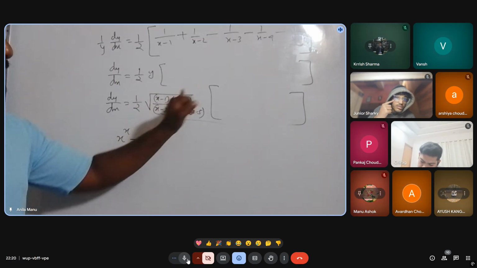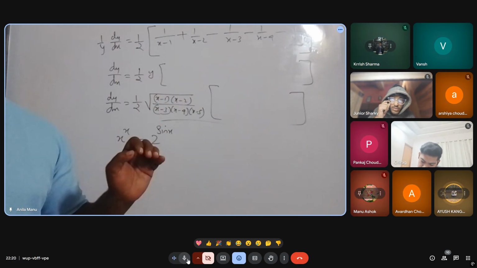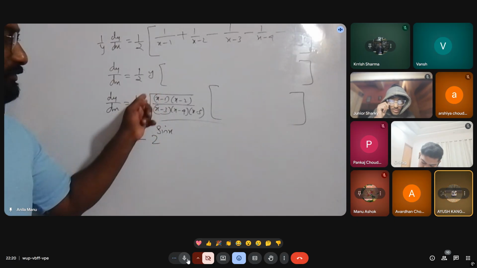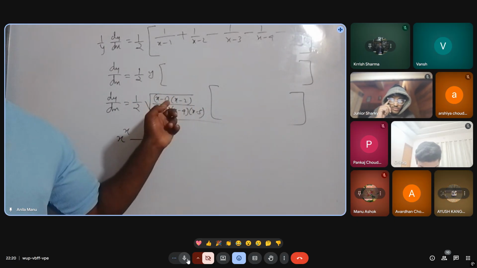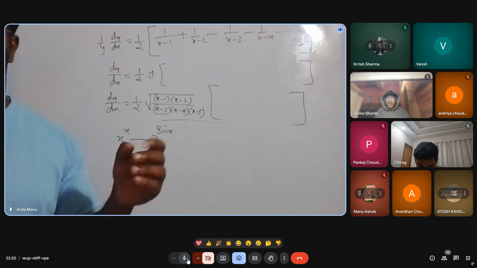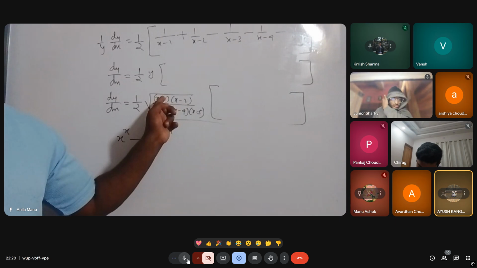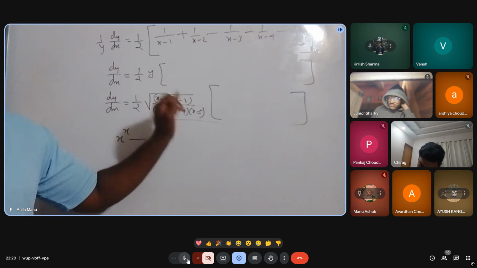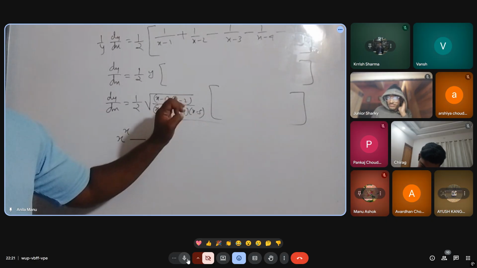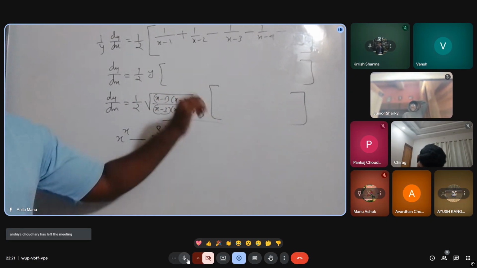These all things are raised to 1 by 2, right? But the function, now here what you should do, the given function you always take as y. The standard form, what is given in the question, you have to write here. Even if you write raised to 1 by 2 also, your answer will be right. But normally, this is going to be the given question.